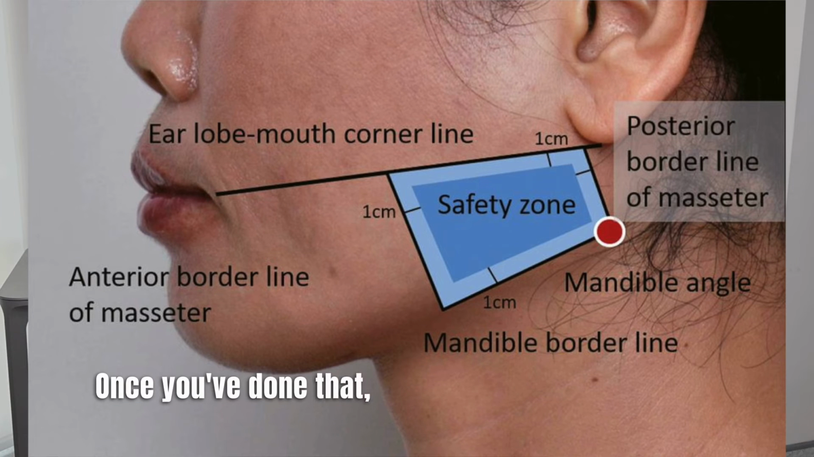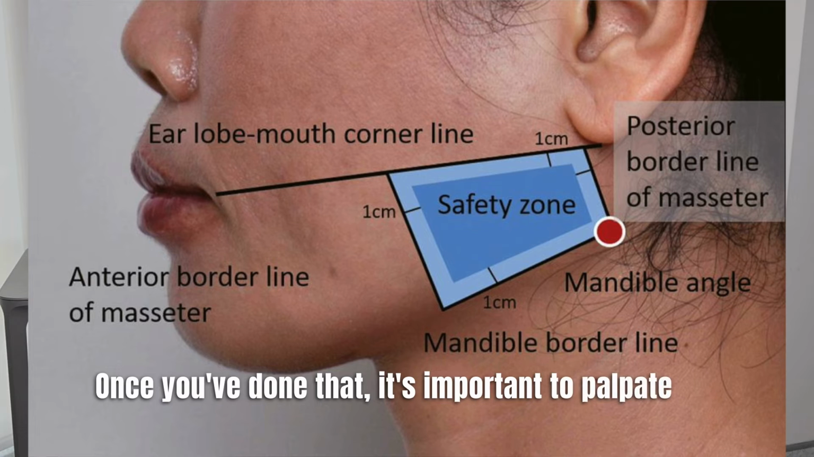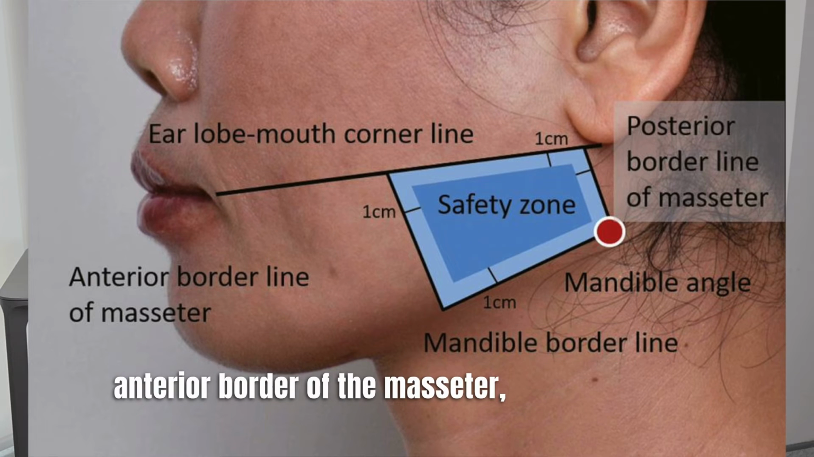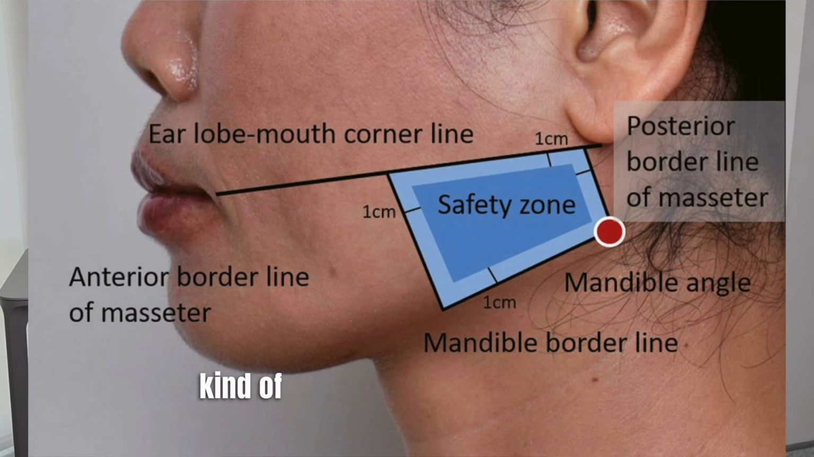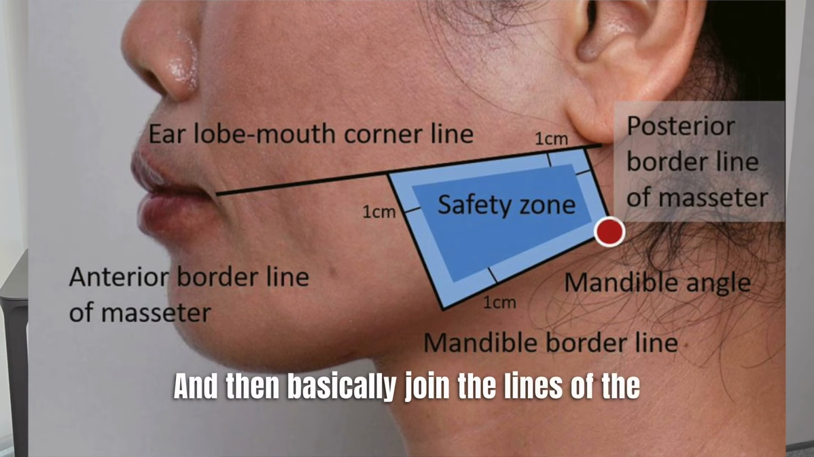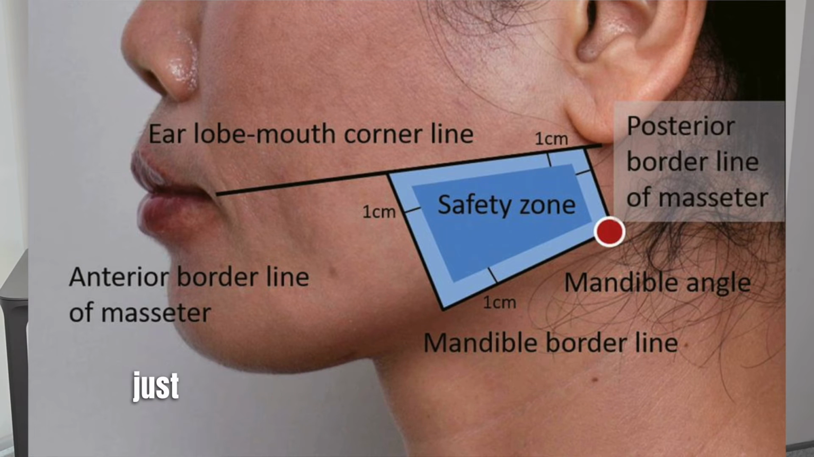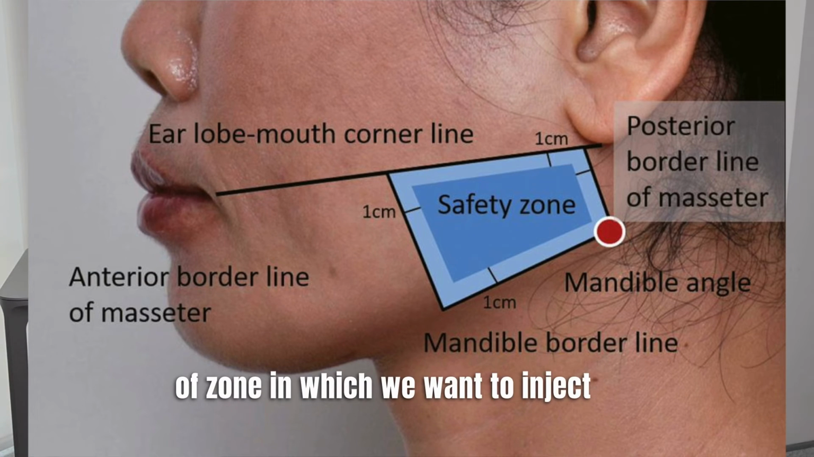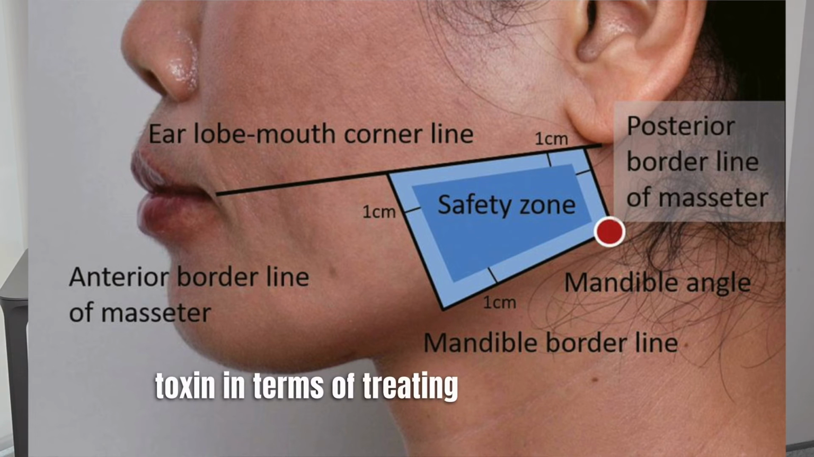Once you've done that, it's important to palpate the anterior border of the masseter, draw a line and join both of those lines up. Then palpate the posterior border of the masseter and draw a line there. Then join the lines of the anterior border and the posterior border just underneath, running along the mandible. And we've got this little square, this zone in which we want to inject our toxin in terms of treating the masseter.